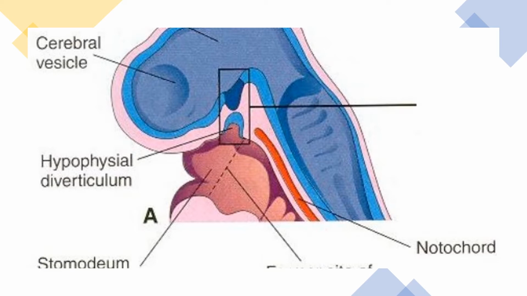So during the third week, the ectodermal cells evaginate from the roof of the stomatodeum. This part we can call Rathke's pouch. The Rathke's pouch originates in the roof of the stomatodeum during the third week. These ectodermal cells lie in front of the buccopharyngeal membrane and cranial to the notochord.